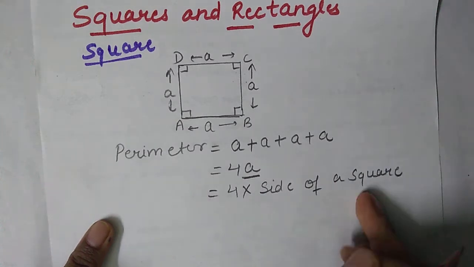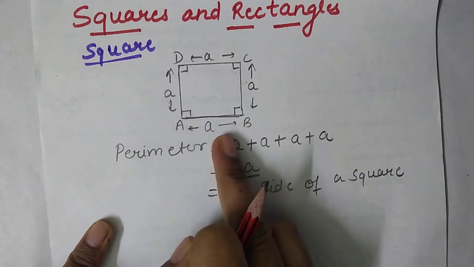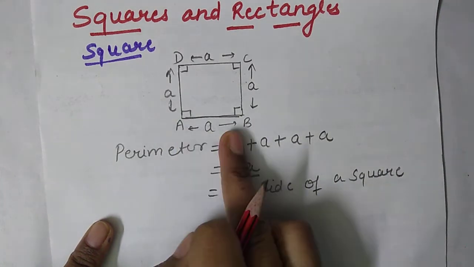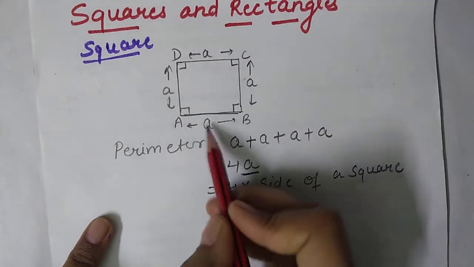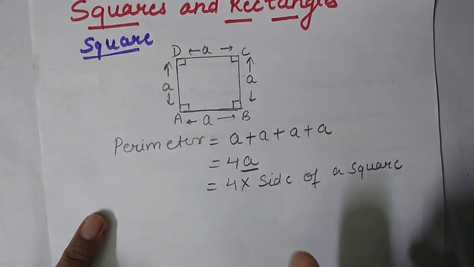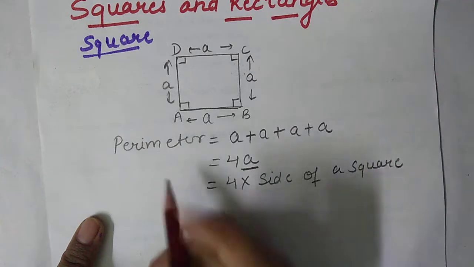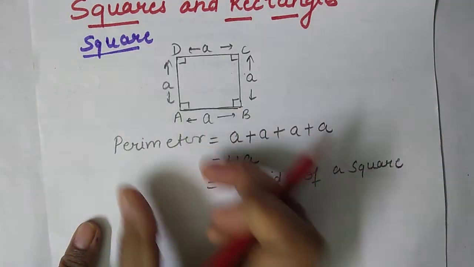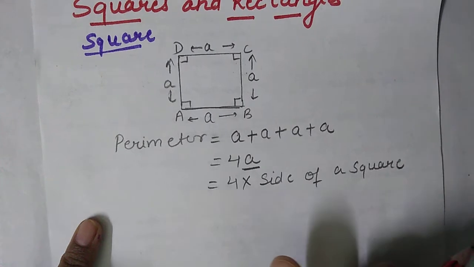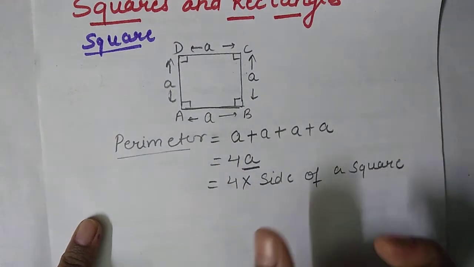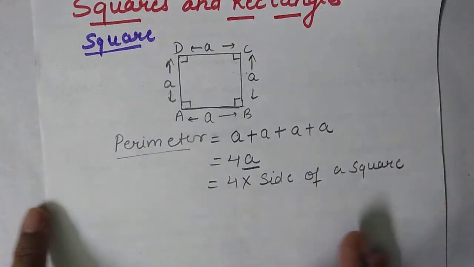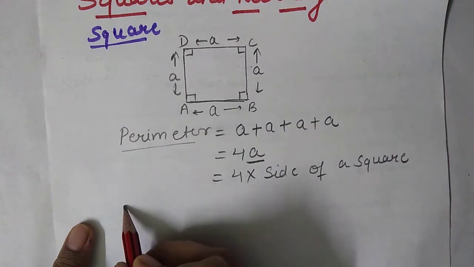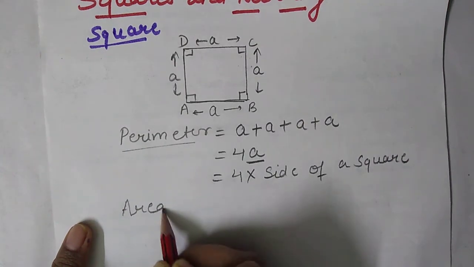And the unit of perimeter depends on the unit of the measurement of side given. Okay, suppose this A is in centimeter, so the unit of perimeter will be in centimeter. If it is given in kilometer, the unit will also be in kilometer, because a perimeter is also the length. Okay, now come to the area of a square.